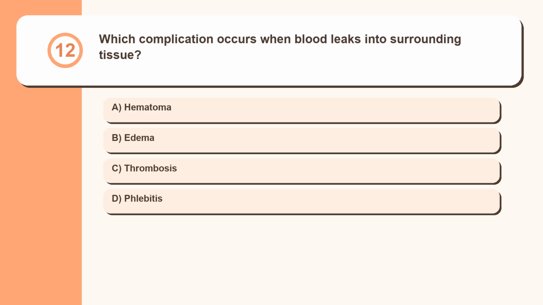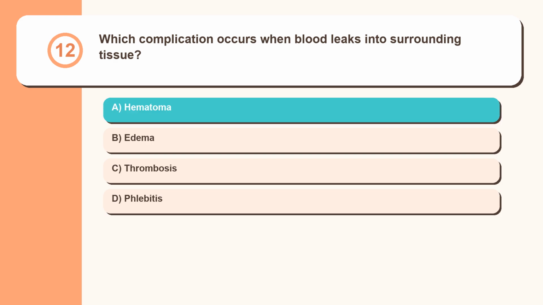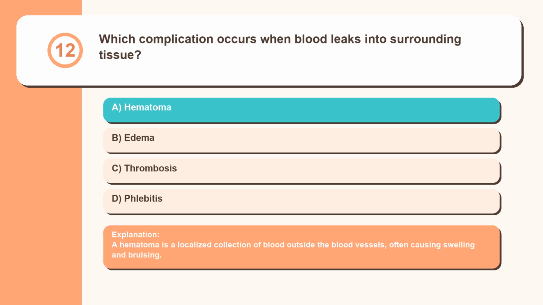Question 12. Which complication occurs when blood leaks into surrounding tissue? Hematoma, edema, thrombosis, phlebitis. A hematoma is a localized collection of blood outside the blood vessels, often causing swelling and bruising.